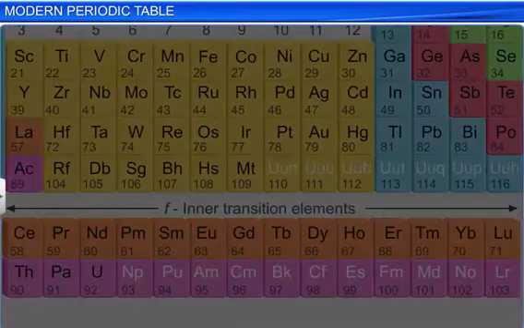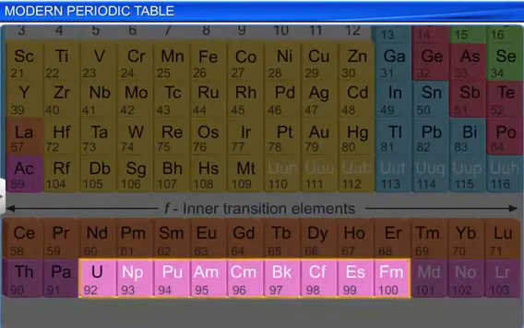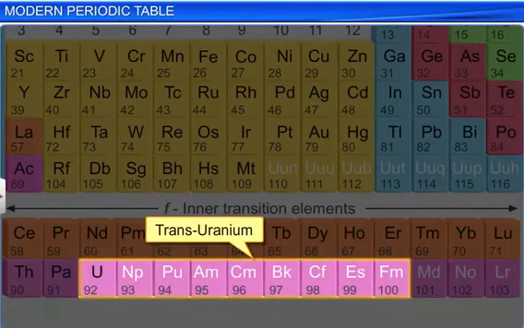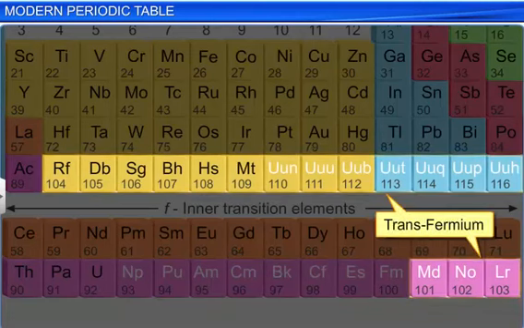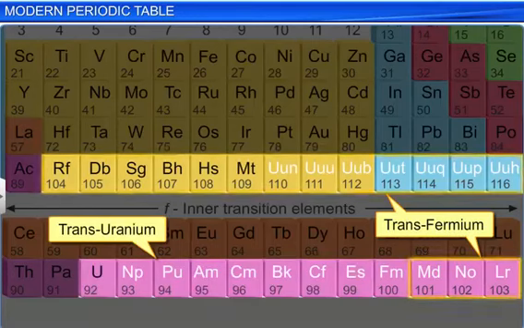All the elements between uranium, atomic number 92, and fermium, atomic number 100, are called transuranium elements. The elements after fermium are called transfermium elements. Both transuranium and transfermium elements are man-made elements synthesized in laboratories using costly and sophisticated equipment.